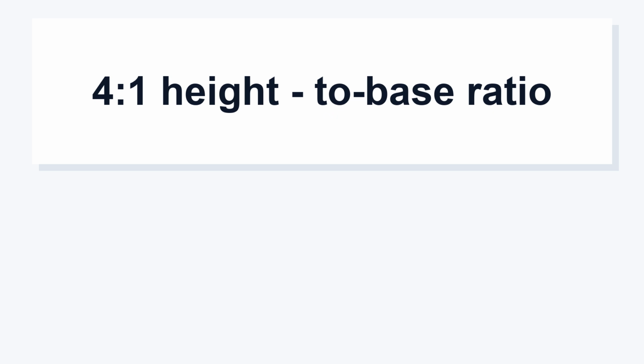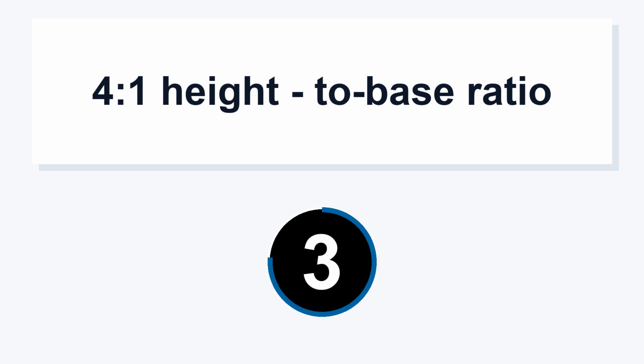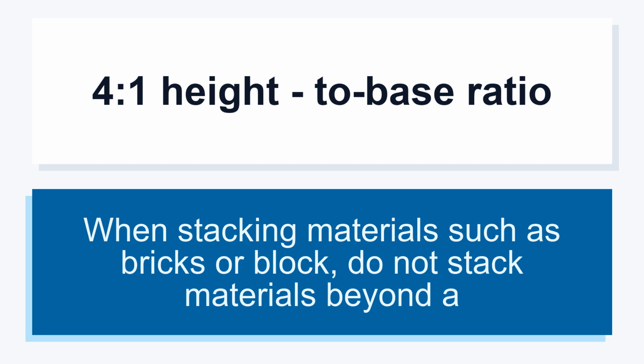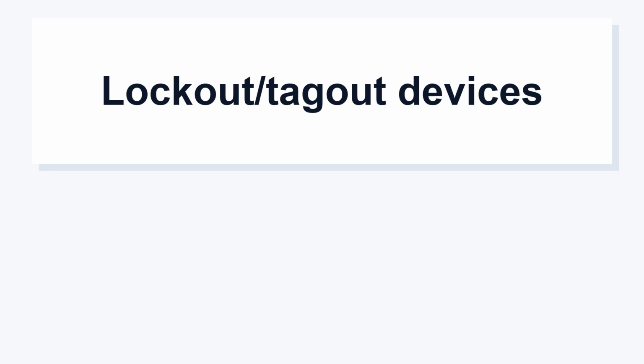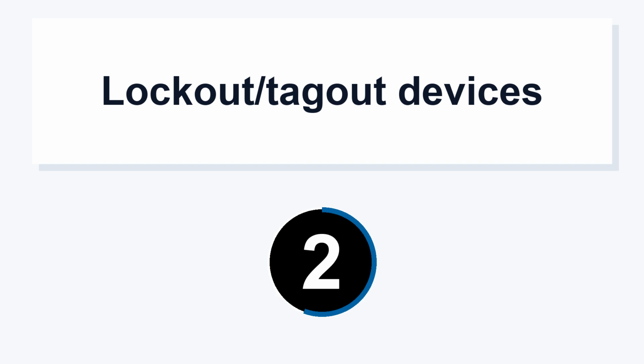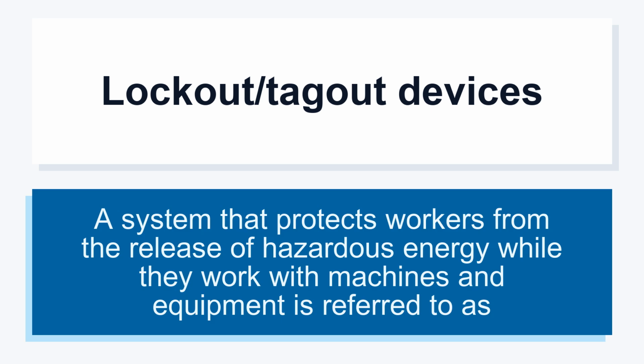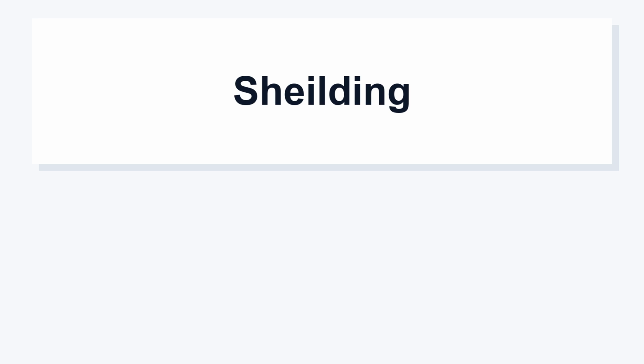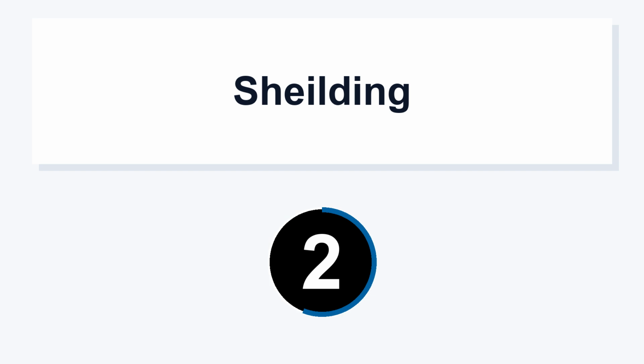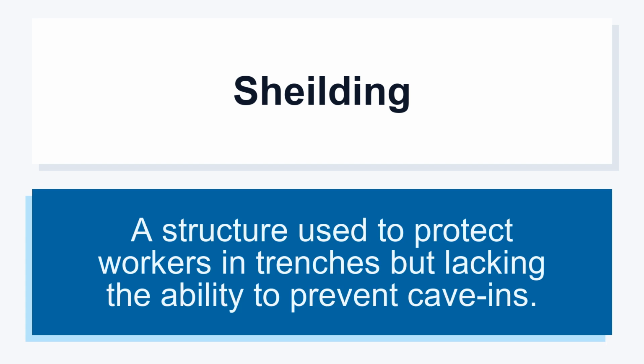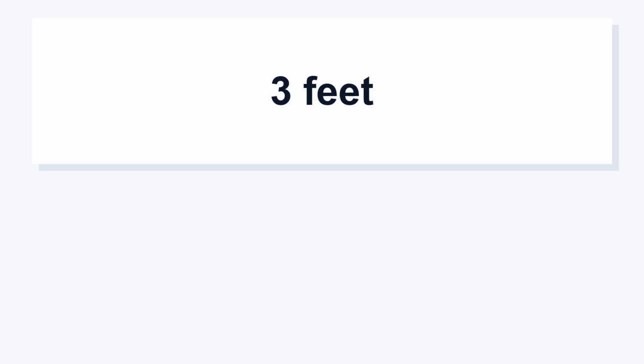4:1 height to base ratio. When stacking materials such as bricks or block, do not stack materials beyond A. Lockout/tagout devices. A system that protects workers from the release of hazardous energy while they work with machines and equipment is referred to as shielding. A structure used to protect workers in trenches but lacking the ability to prevent cave-ins.